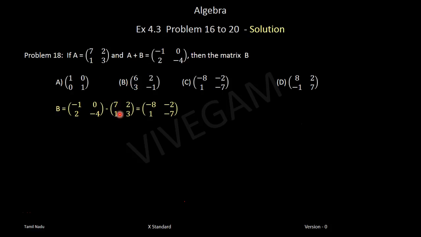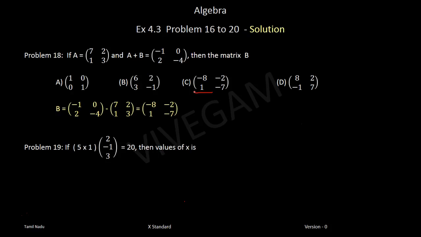A is here. So now we have two matrices in subtraction, so the corresponding elements need to be subtracted. So minus 1 minus 7, that is minus 8. 0 minus 2, that is minus 2, and 2 minus 1 is 1. Minus 4 minus 3 is minus 7. So you have matrix B as minus 8, minus 2, 1 and minus 7. You can see that is basically option C, right? So this exactly matches it.